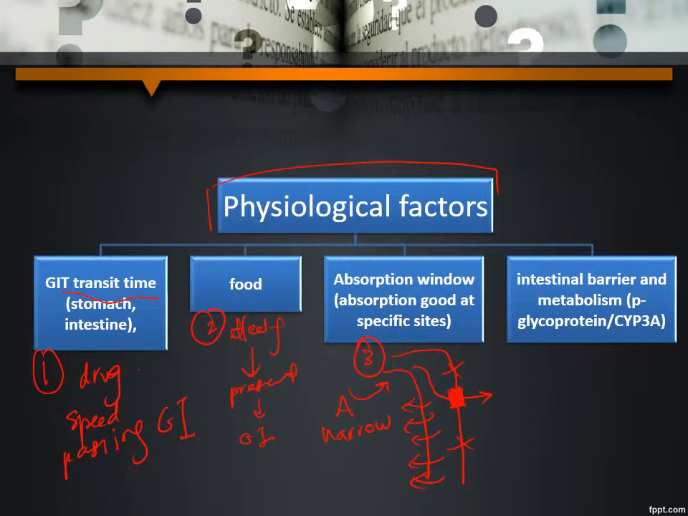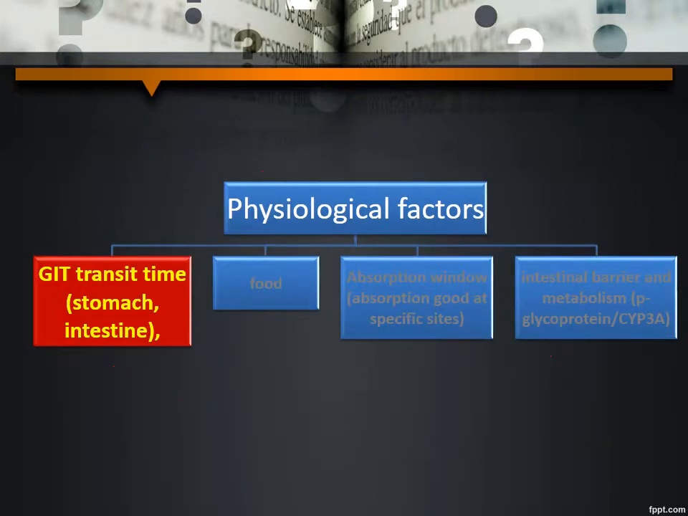Okay, and the last factor will be the intestinal barrier, like what I told you about the guard house. Alright, they are guarding your biological system. There are some proteins existing at the membrane or inside the cell that are trying to guard your biological system from any foreign drug molecule. Let's go into more detail in the physiological factor of GI transit time.